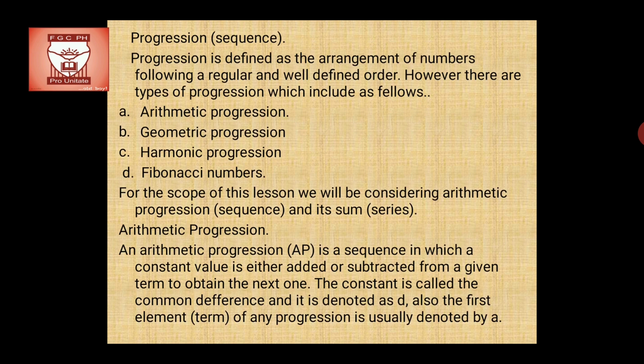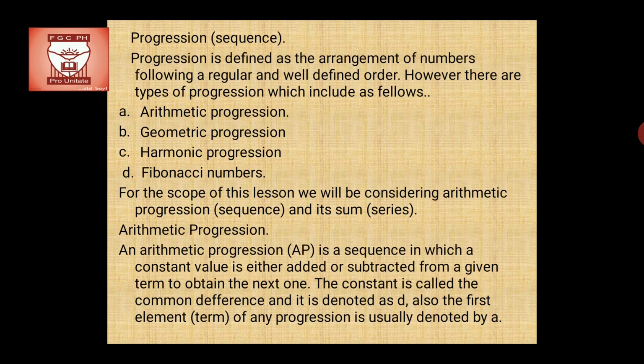Let's look at progression, which is also known as sequence. Progression is defined as the arrangement of numbers following a regular and well-defined order. However, there are types of progression which include as follows. The first one, arithmetic progression. The second, geometric progression. The third, harmonic progression. And the last one, Fibonacci numbers.